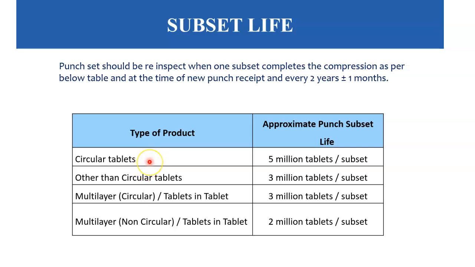The lifespan of subset is different for different products as per this table. For circular tablet, the lifespan of subset is 5 million tablets per subset. For other than circular tablet, the lifespan is 3 million tablets per subset. In case of multi-layer circular or tablet in tablet, the lifespan is 3 million tablets per subset. In case of multi-layer non-circular tablet in tablet, the lifespan is 2 million tablets per subset. After completion of this lifespan, the punch sets are re-inspected and if found okay, then it can be further used.